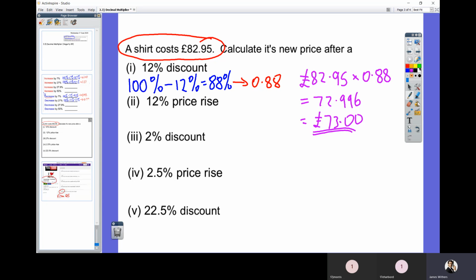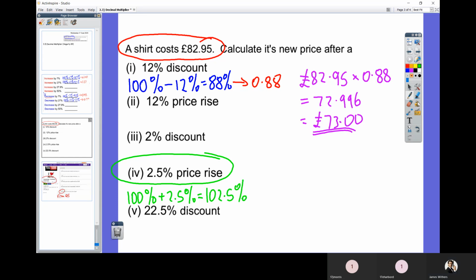Why don't we just go and do number 4, the price rise? Okay, so it's going up, so 100% to start with. You add 2.5%, giving you 102.5%. So this gives us a multiplier of 1.025. Okay, just moving the decimal point along too. So applying that to this shirt, our shirt costs £82.95 to start with. Multiply that by 1.025.